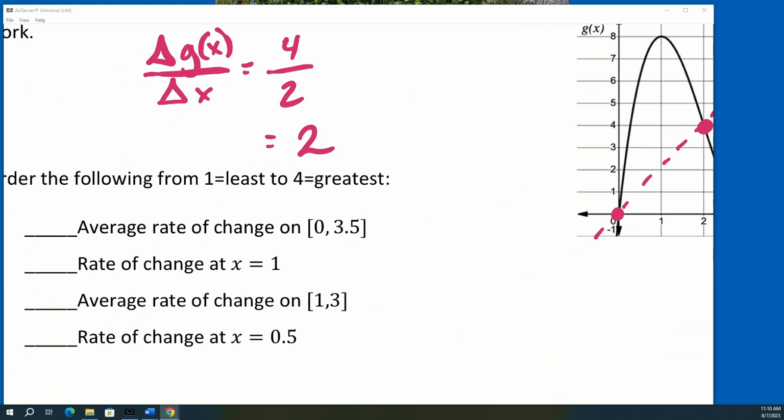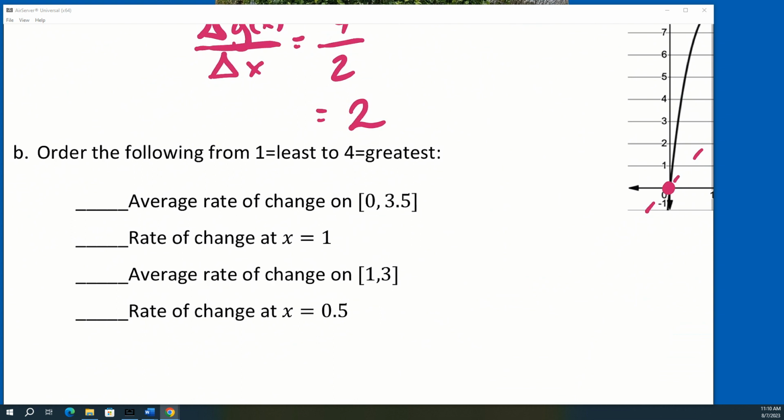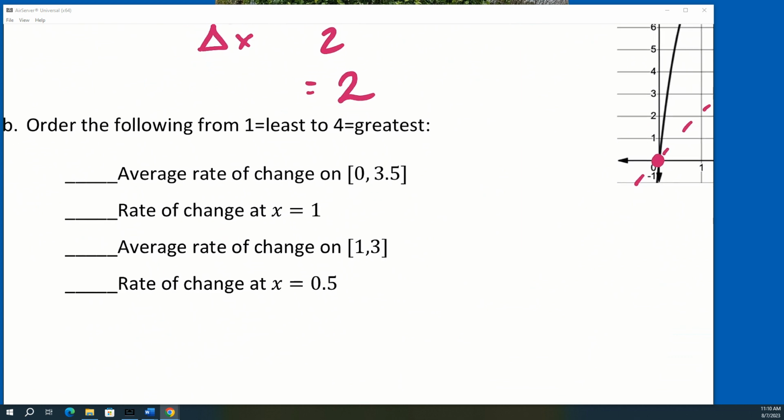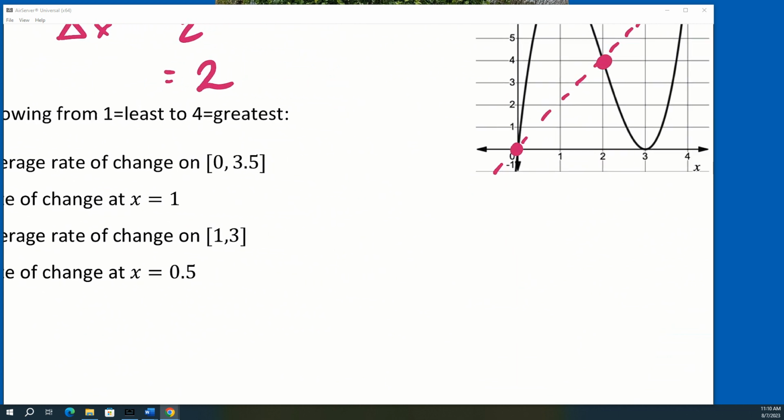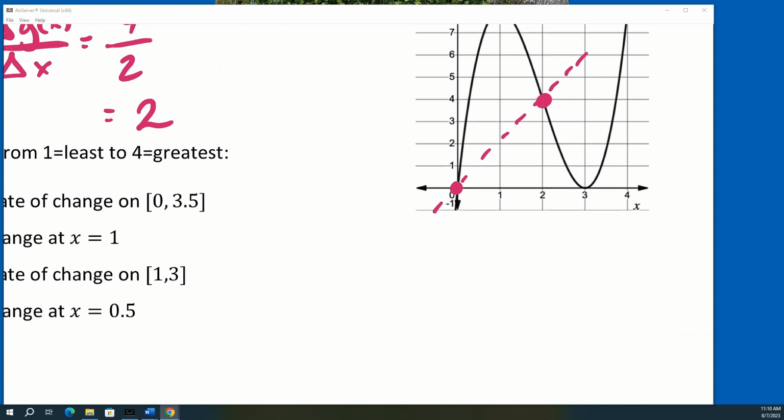All right, and then this last one, we're going to order these from least to greatest. We're not going to actually find any of them. We're just going to kind of describe them. So the first choice is the average rate of change on 0 to 3.5. So I would say 3.5 is about right here. Maybe not quite that high. It's okay.